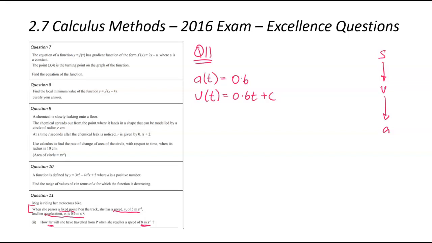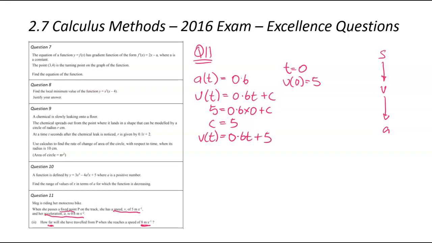it says down here, when she passes the fixed point, she has a speed of 5. So what that means is the fixed point is when we start. That means no time has passed because she's at the fixed point. So the velocity would be 5 at that particular point. We're going to substitute both of these into our velocity function to find out what c would be. So 5 is going to be equal to 0.6 times 0 plus c. c is equal to 5. Therefore, our full velocity function is 0.6t plus 5.